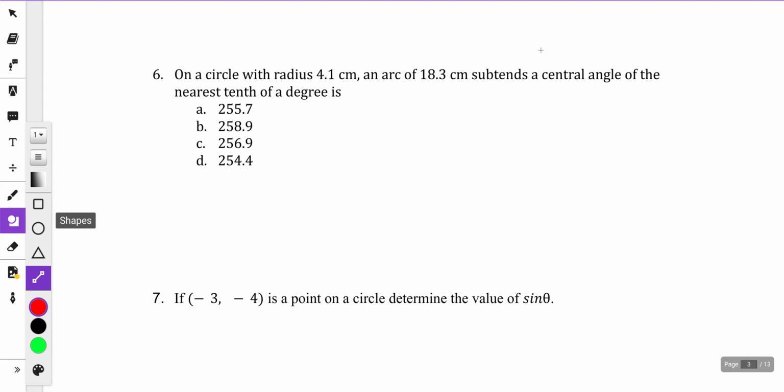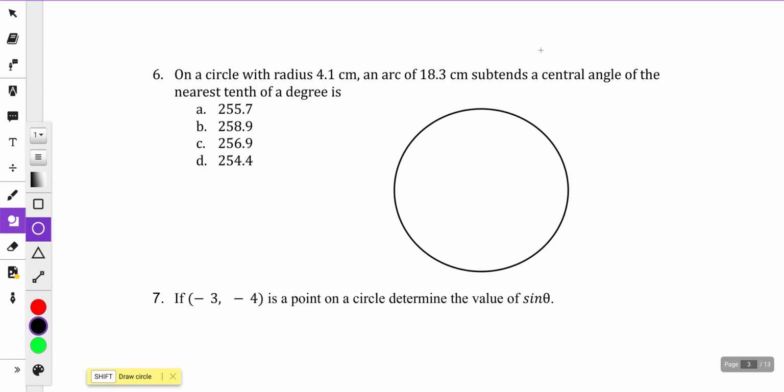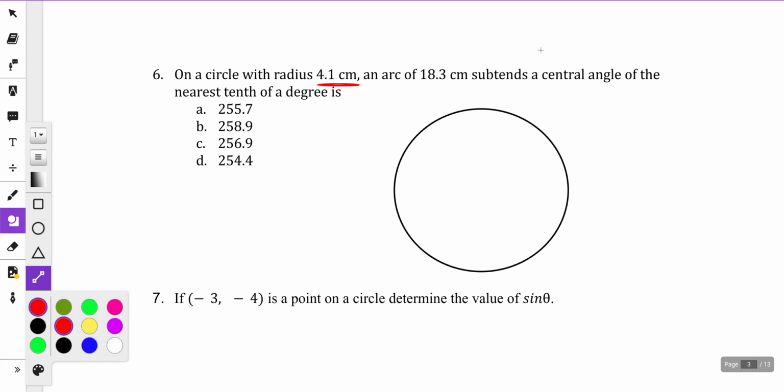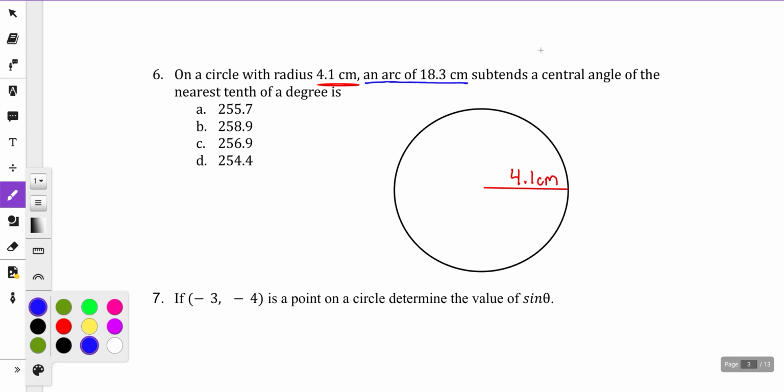So I have a circle. There's a circle. Circle has a radius of 4.1. And an arc of 18.3. So let's just sketch that roughly. Let's say it goes like this. Let's just call that 18.3.